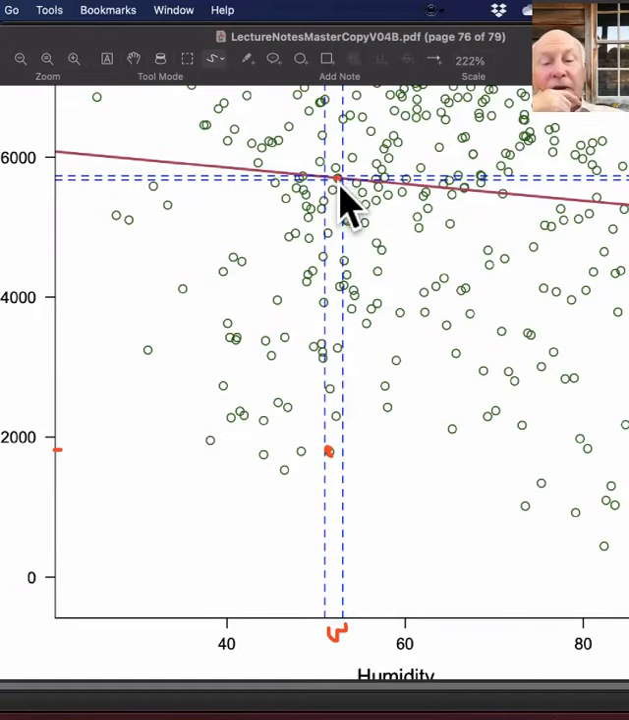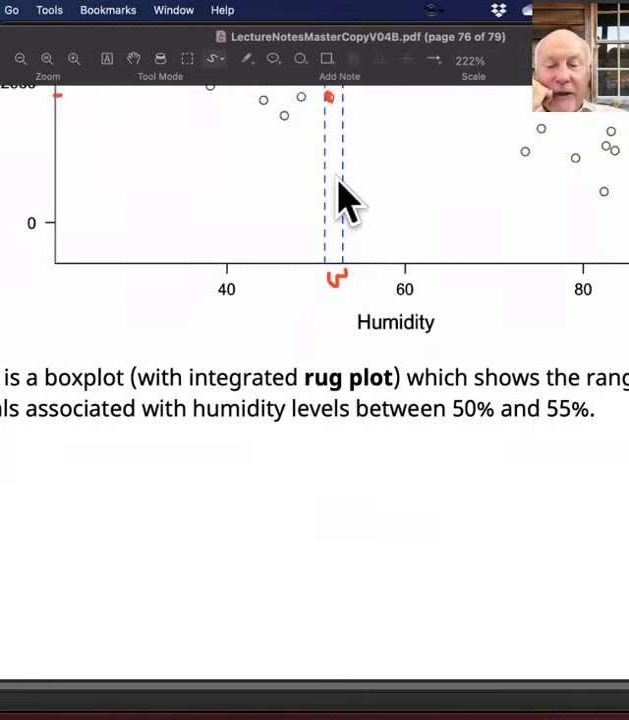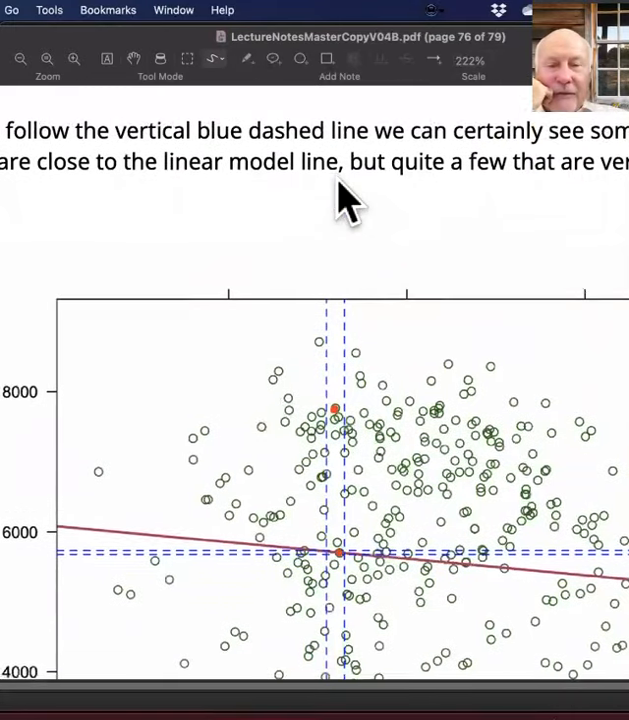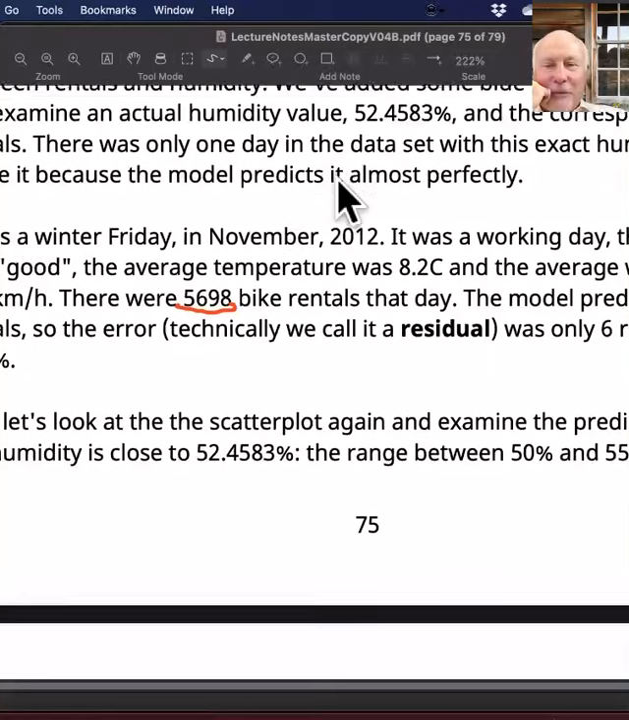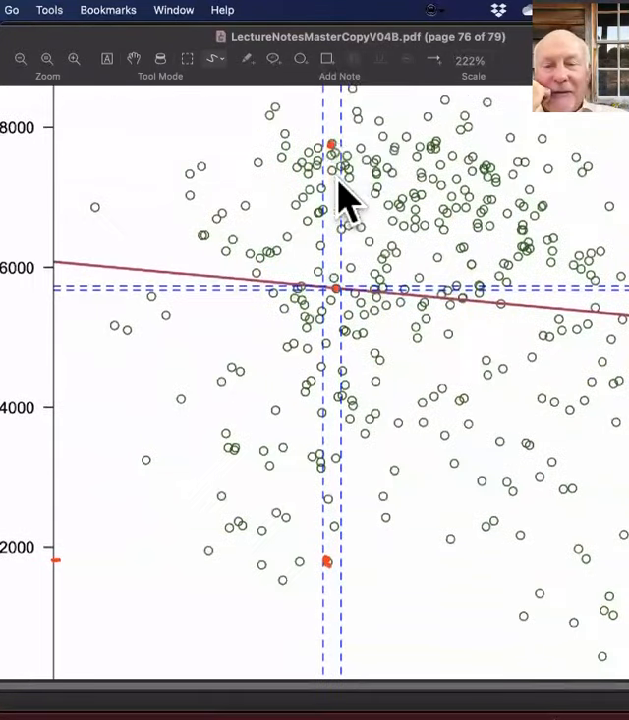No, it was simply that I thought, okay, I'll find the day on which the model worked best. And then to illustrate how good or bad the model is, I'll choose a little humidity range around that, because there was only one day that had 52.4583. There was only one day that had that humidity value.